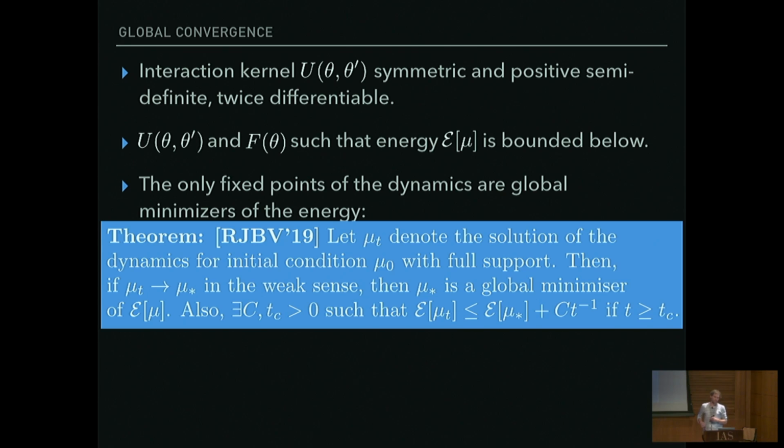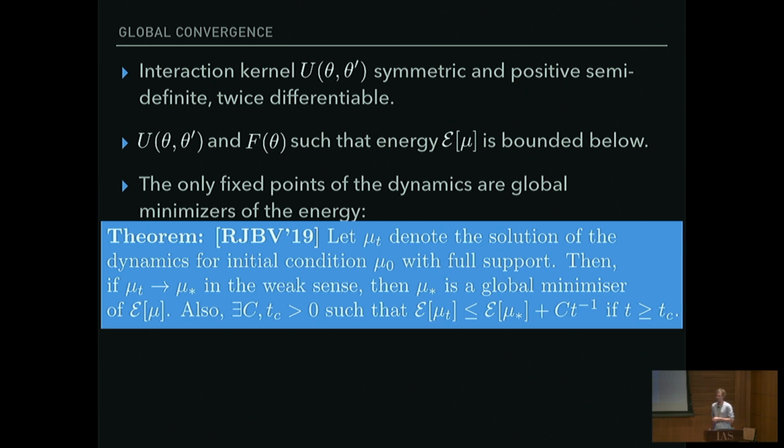Okay, so what can we say about this modified dynamics, this modified PDE? If we have this interaction kernel that is symmetric and positive semi-definite, which is by construction true in the case of single hidden layer neural networks, and we follow this PDE with an initial condition that is sufficiently smooth, that has full support, then the stationary points of this PDE have to be global minimizers of the energy, right?